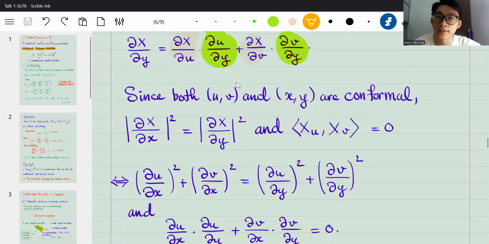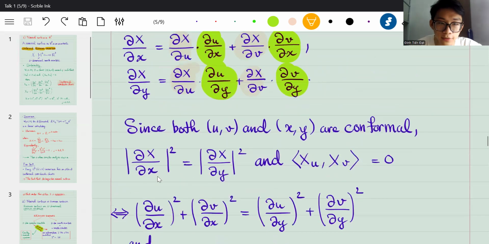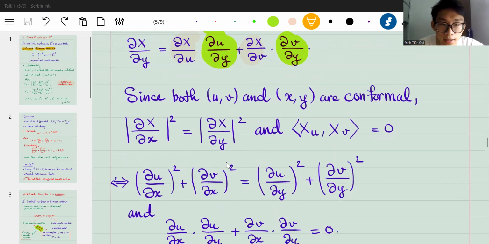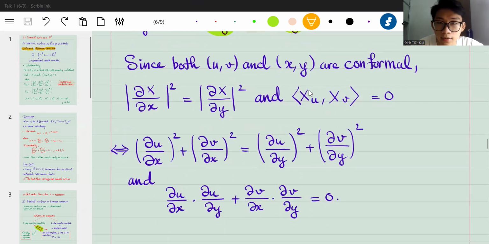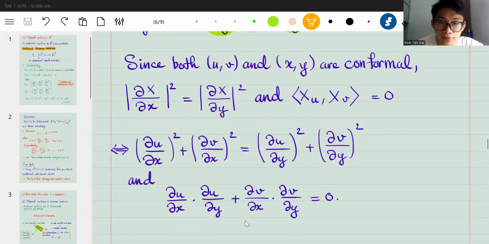Okay, since these two charts are conformal, we have two very nice relations here. The first one came from the fact that these are the scalars, right? So it's the usual Euclidean norm that we learned from high school. And the next thing is that they are orthogonal. So we have this very nice relation.